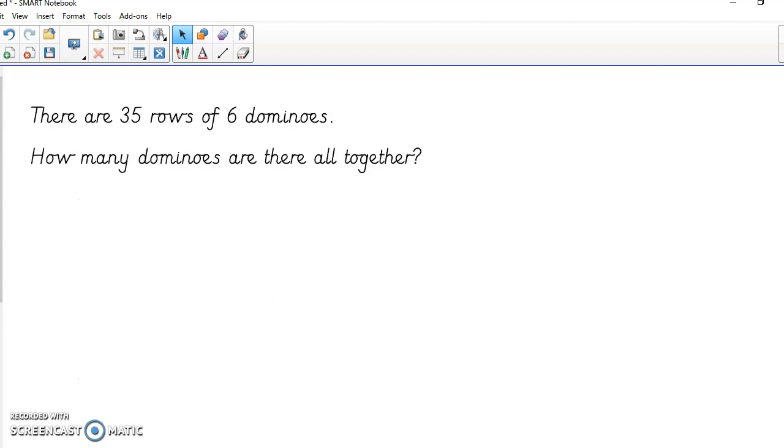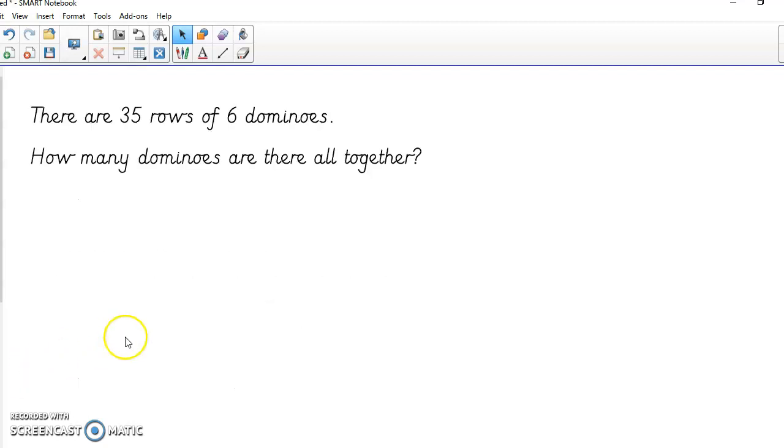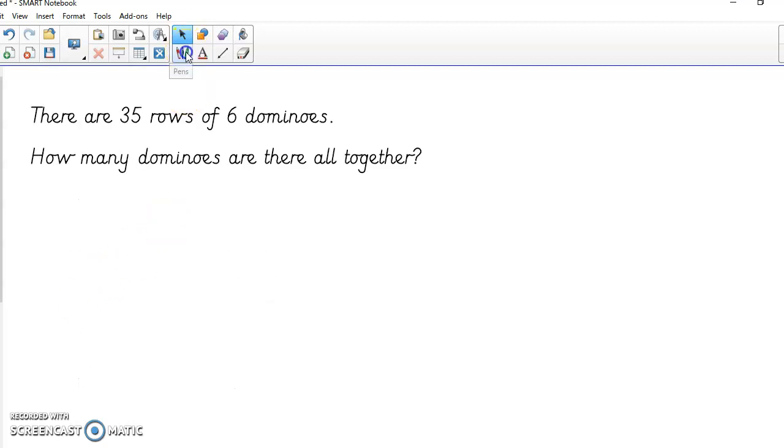So I have this question and the first thing I need to do is to read the question carefully. Well done. There are 35 rows of 6 dominoes. How many dominoes are there altogether? Now the next step is to underline the important words. So my important words or numbers are 35, 6. Now, how many dominoes are there altogether?